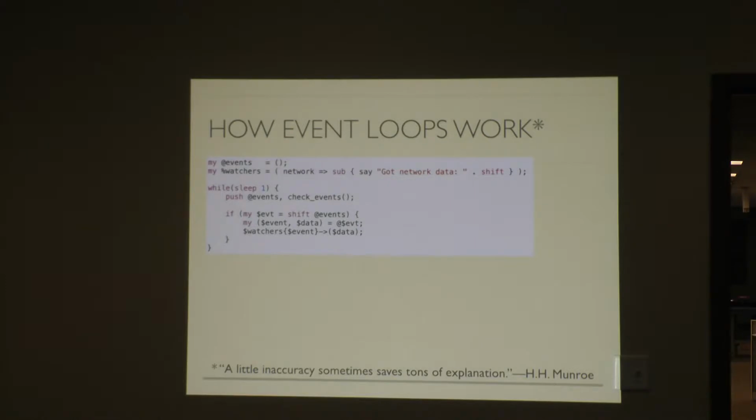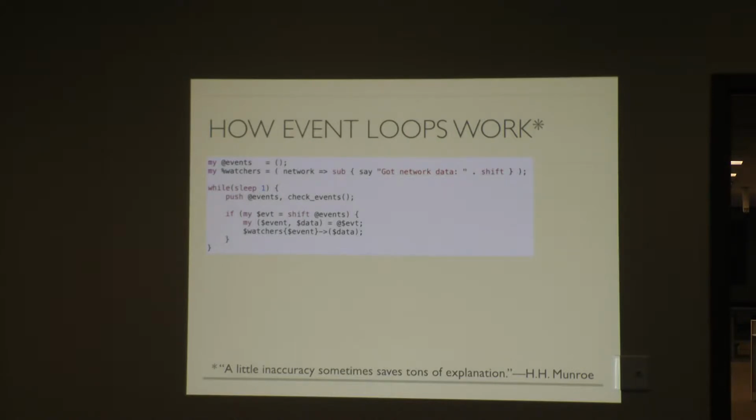We've got the event, which would be like network or disk or something like that, and then the data, like here's your web page that you asked for, or whatever it might be. Here's some bytes from this sector on the disk. Then we invoke the watcher that we gave it. It's a subroutine reference embedded in a hash. This is a kind of a nifty little pattern. And then we pass it the data.